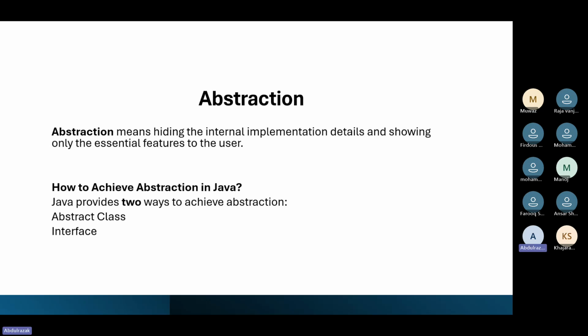Then how many ways do we have to achieve abstraction? To achieve abstraction in Java, we have two ways. One is by using an abstract class. Another one is an interface. With an abstract class we cannot achieve 100% abstraction, but by using an interface, we can achieve abstraction 100%.